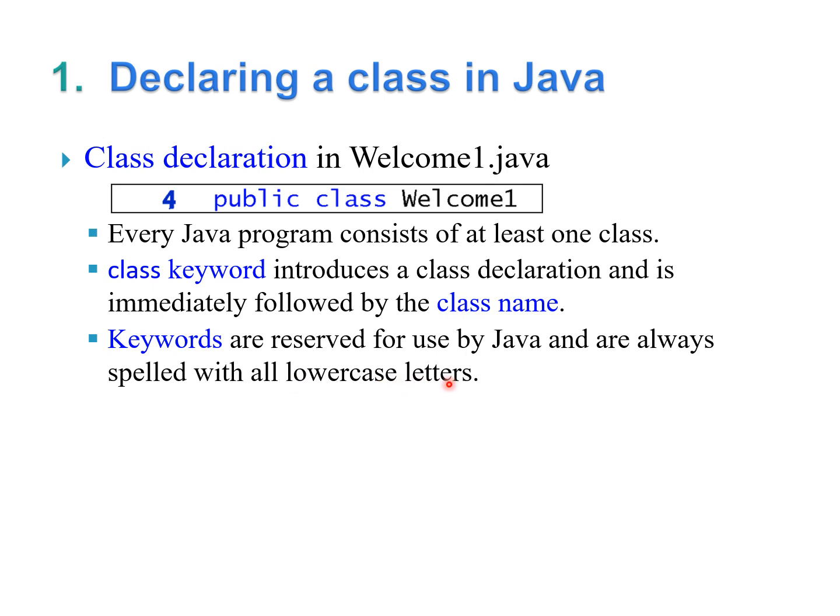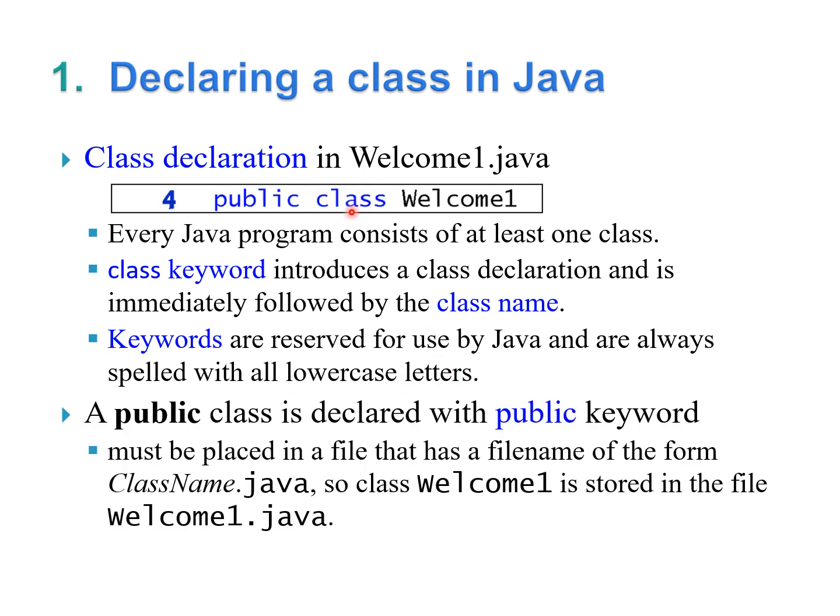The Welcome One class is a public class because it is declared with the public keyword. You need to place the public keyword before the class keyword in the class declaration to make the class public. A public class must be placed in a file that has a file name the same as the class name and with the .java extension. So the source file containing the declaration of the class Welcome One must be named Welcome1.java.